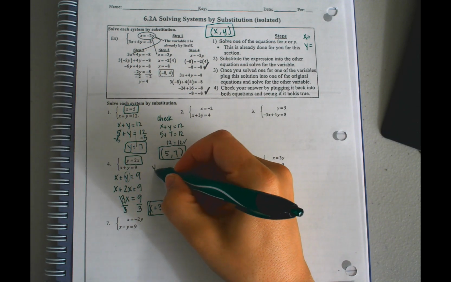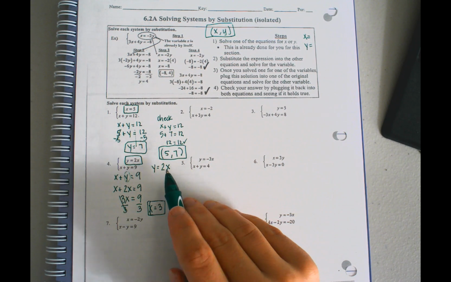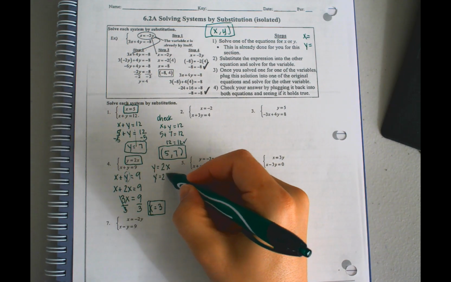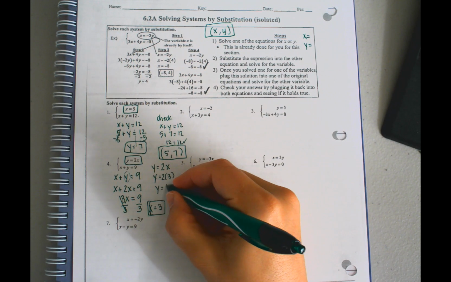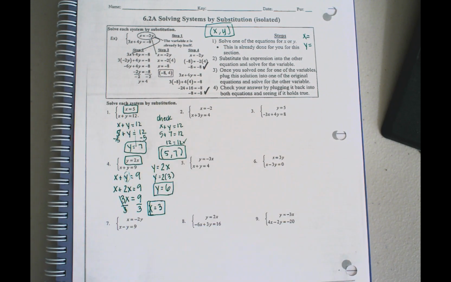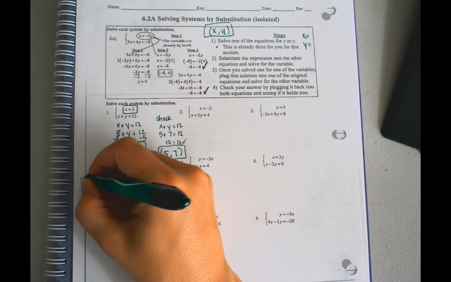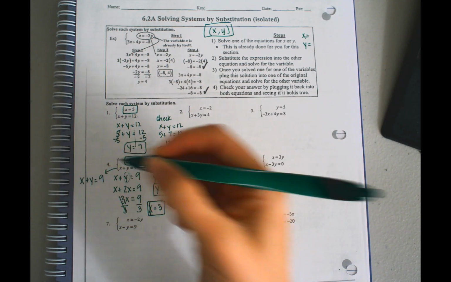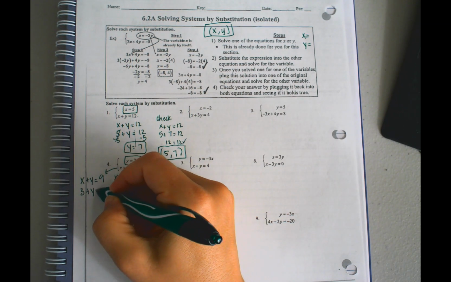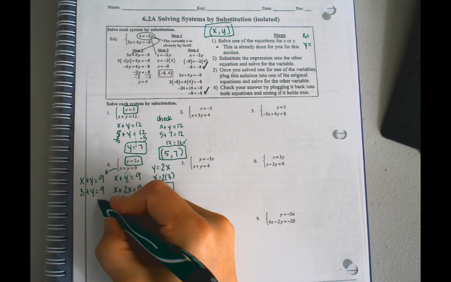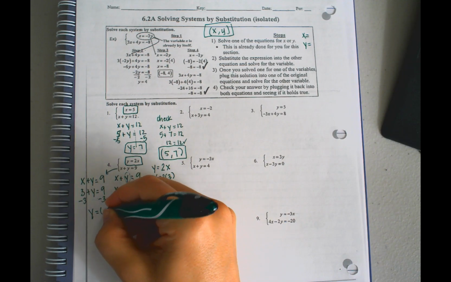If I plug in x to this equation, I'm going to replace x with what it equals, so that would be 3. 2 times 3 is 6. So that tells me that y equals 6. If I go to the other equation and plug it in, so x plus y equals 9, again, I know x equals 3. And then to solve for y, I would subtract 3 from both sides. So I again get y equals 6.